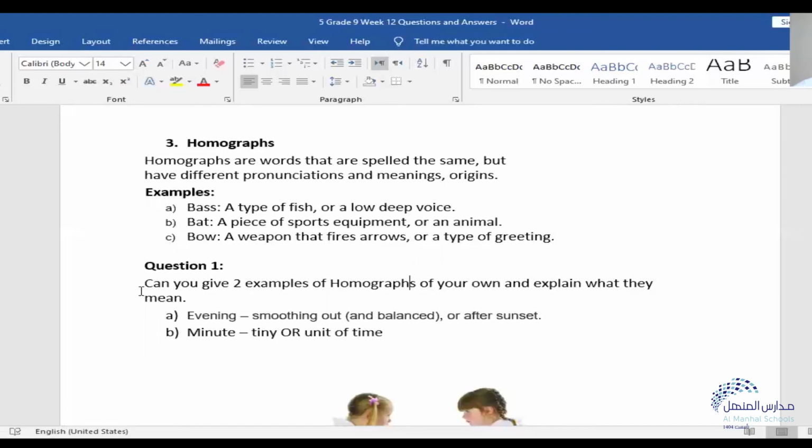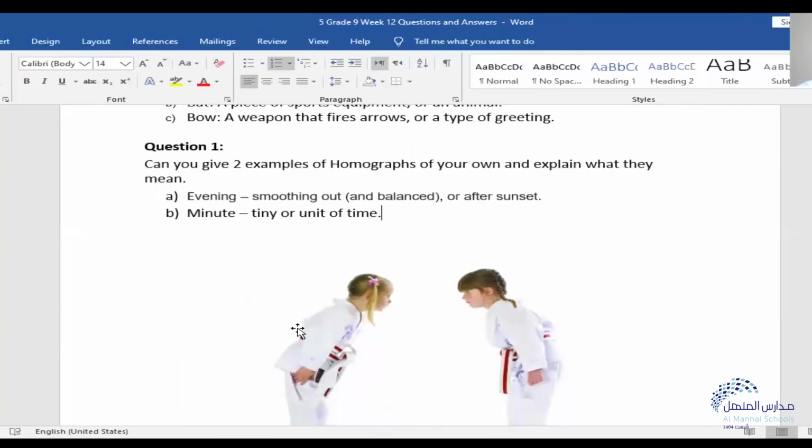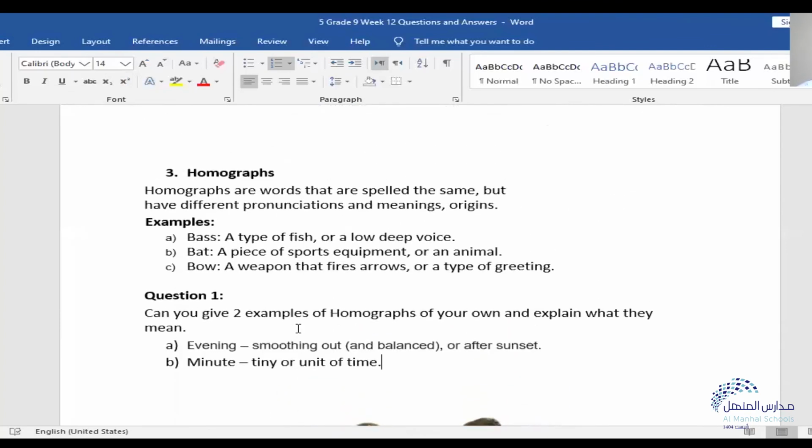And the second homograph here is minute and minute, right? Minute means tiny or very, very small, and minute means a unit of time. In other words, 60 seconds is 1 minute. So again, they're very, very good examples of homographs.